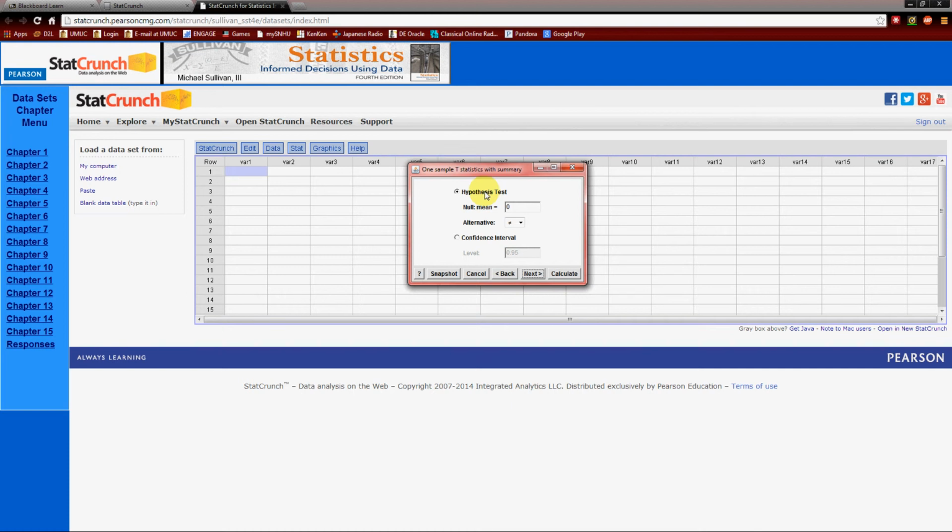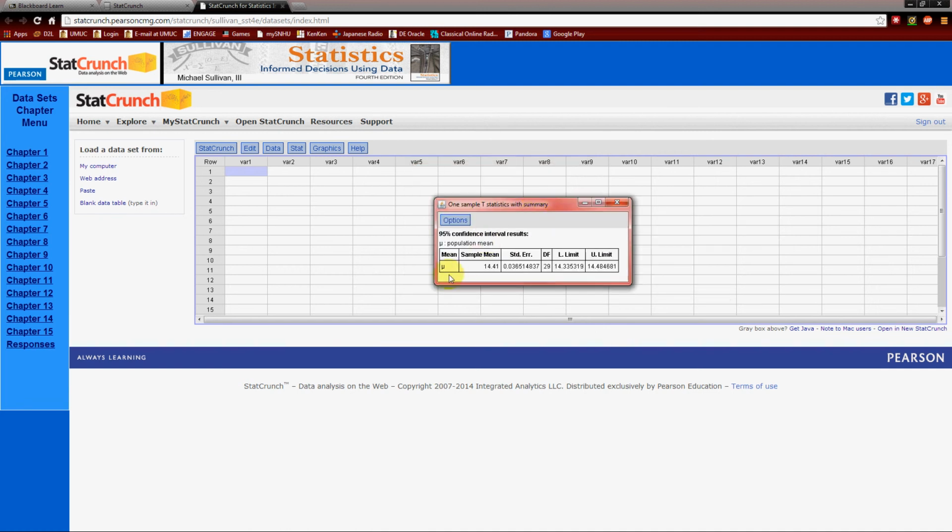Hypothesis testing will come next week. Confidence interval this week. By default, I usually work with the 95% confidence interval because my alpha, which we'll learn about next week, is usually 5%. 95% plus 5% equals 100%. And calculate.